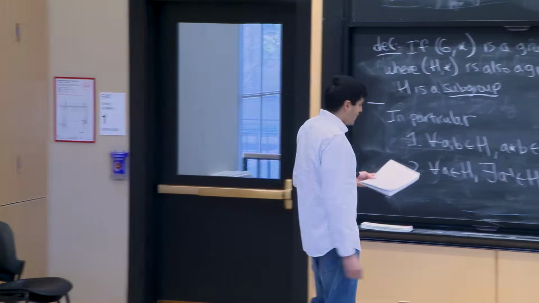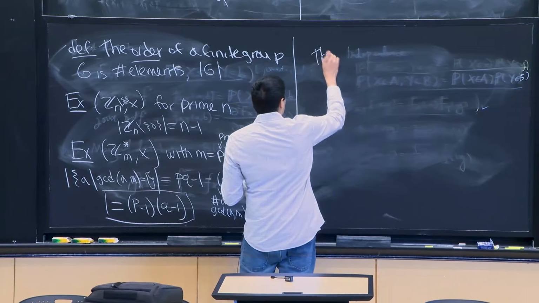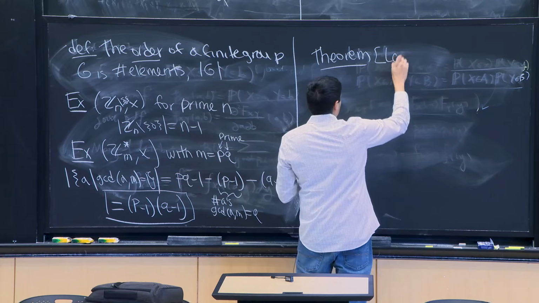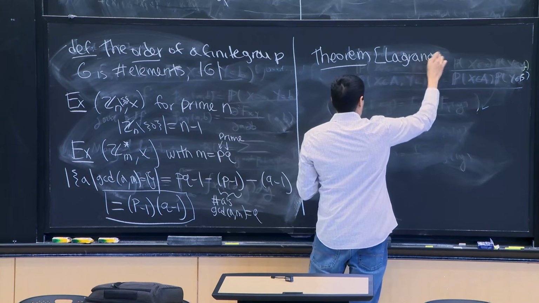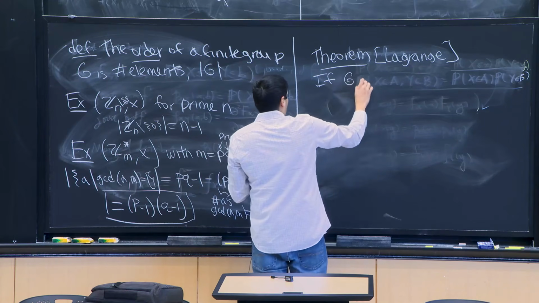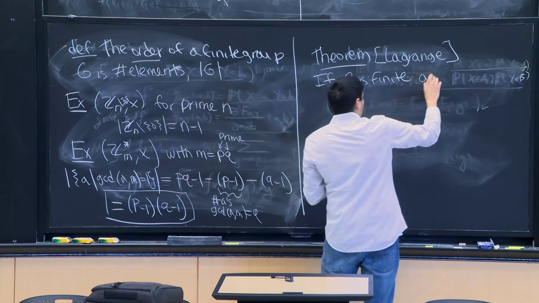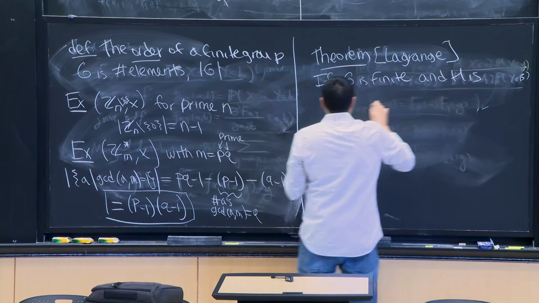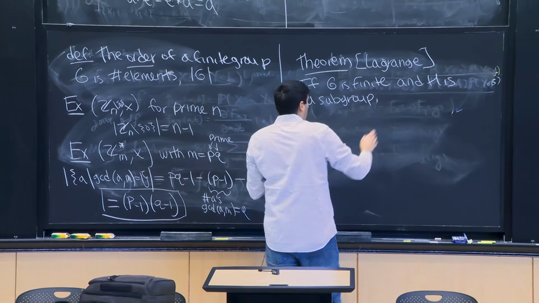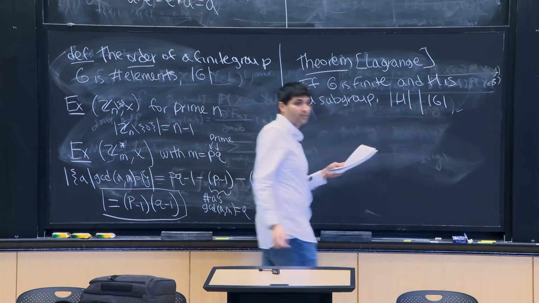All right, so I'm going to state Lagrange's theorem, and then we're going to go through some examples, and we'll prove Lagrange's theorem, and then I'll tell you some awesome applications of it. What I claim, relating all these concepts we've done so far, is that if G is a finite group, and H is a subgroup, then the order of H divides the order of G.